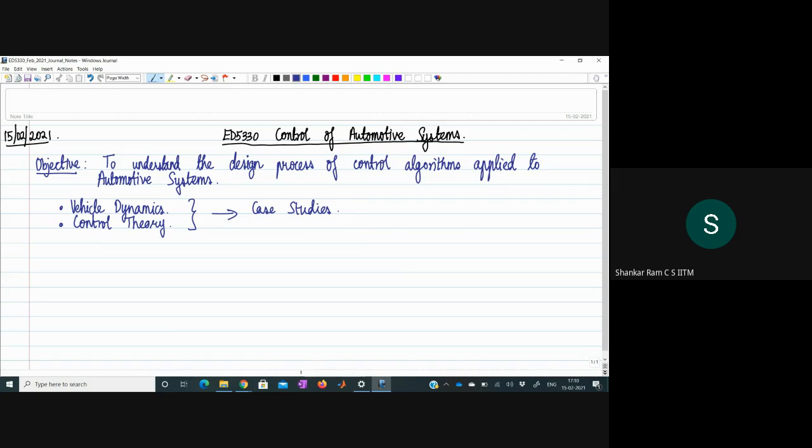Ultimately, at the end of the course, what is one expected to learn? If you look at the learning outcomes, at the end of this course we should be aware of various control algorithms and control design methods, and we should also have received exposure as to how to apply those control design methods to automotive systems. If we look at the overall grading policy, it is going to be quite similar to what we followed previously.